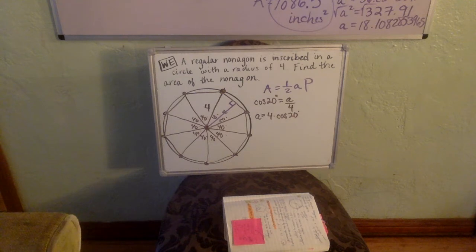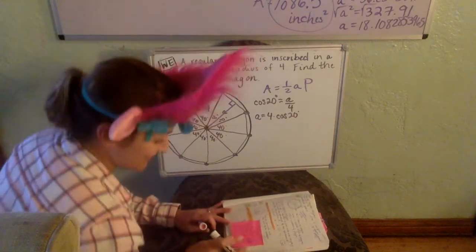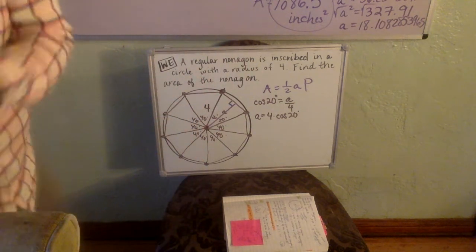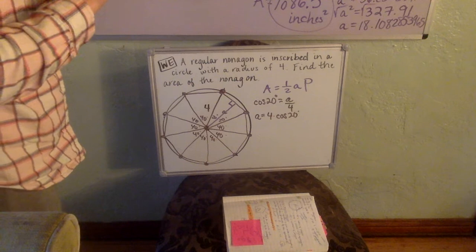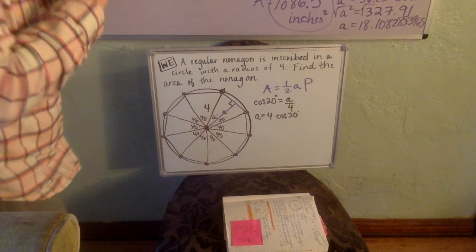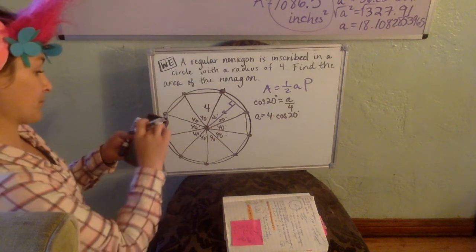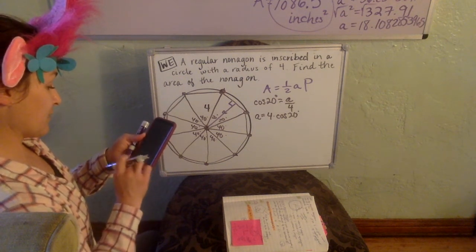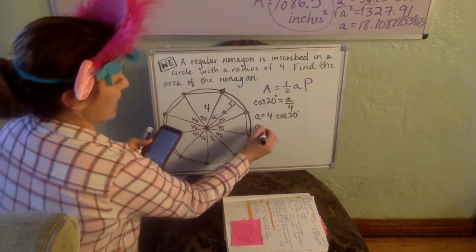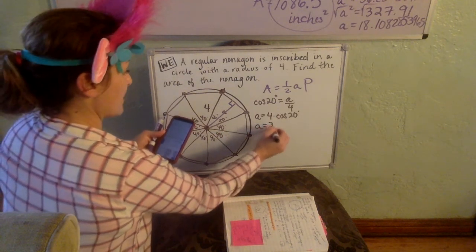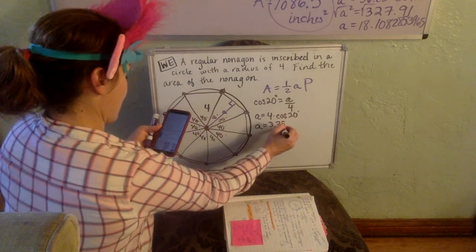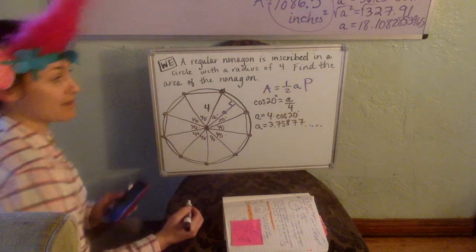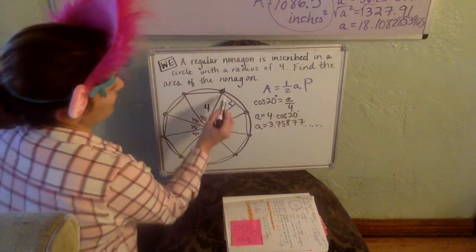Where did I punch this out? I didn't, of course. 4 times the cosine, let me just do it real quick on my calculator. 4 times, make sure I'm in degree mode. Okay, 4 times the cosine of 20, and I'm getting that the apothem is about 3.75877, and some change. Okay, there's our apothem.